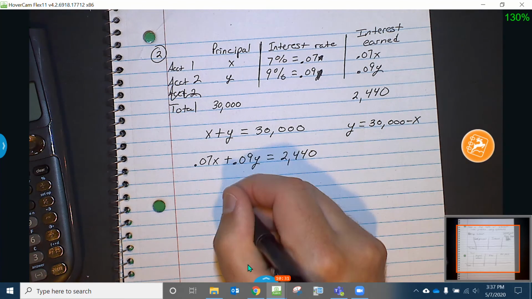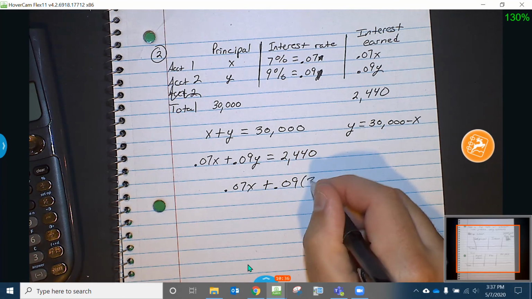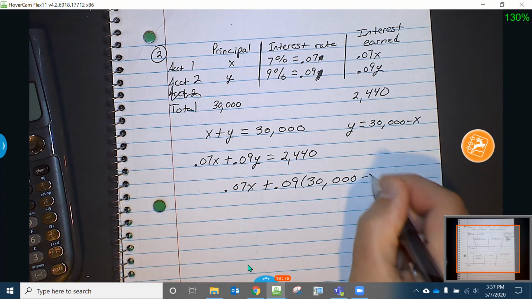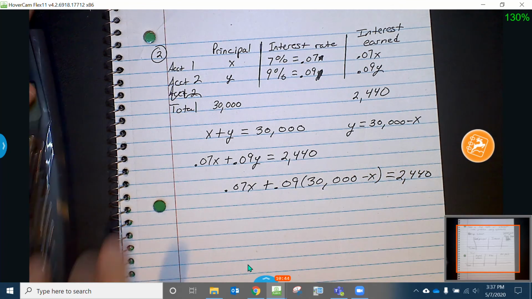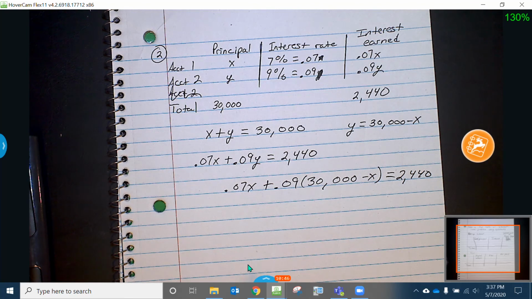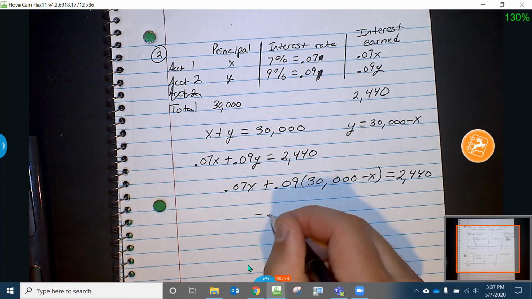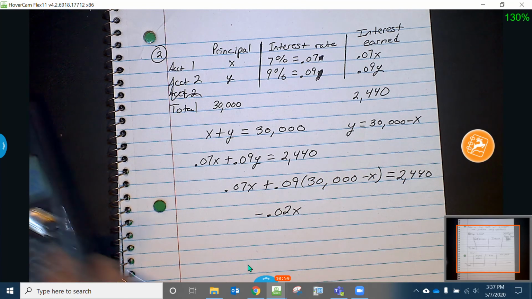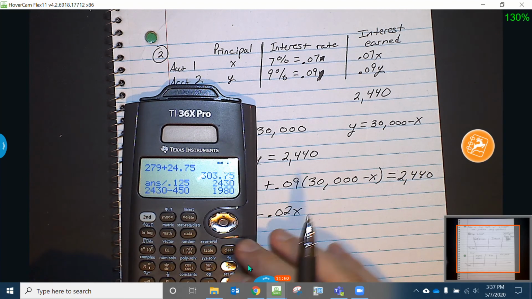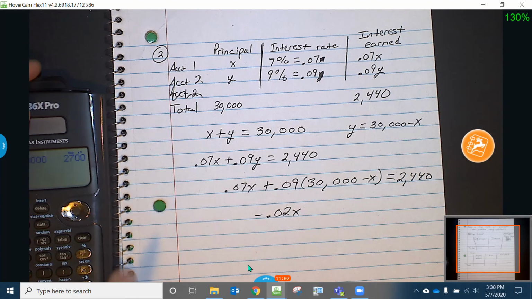Alright, so 0.07x plus 0.09 times 30,000 minus x equals 2,440. Going to multiply it. So I'm going to do the 0.07 minus 0.09x, so we get negative 0.02x, and 0.09 times 30,000 is 2,700.